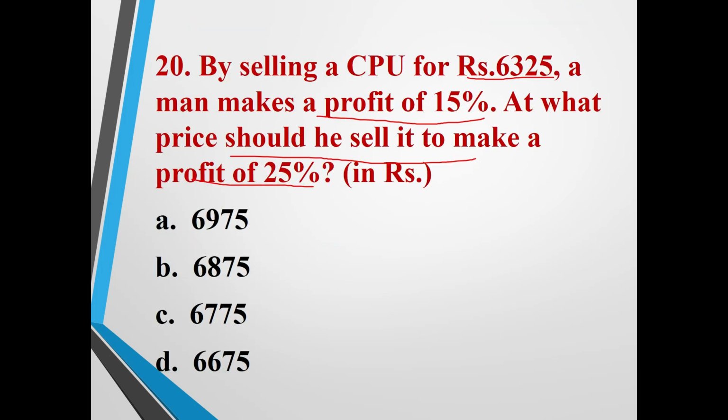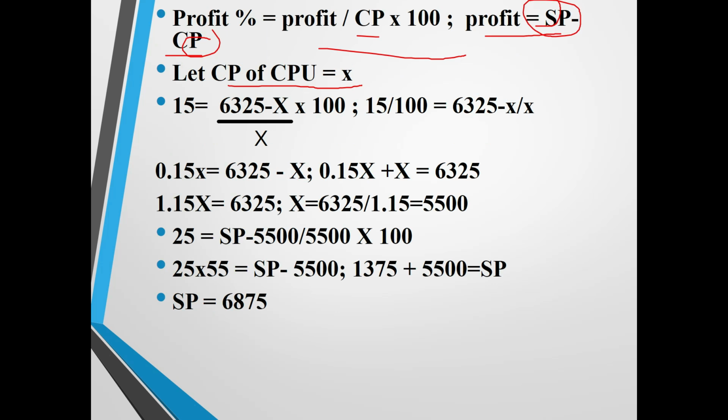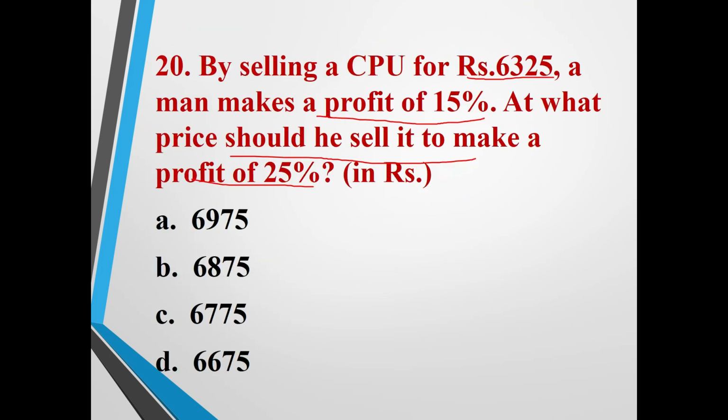So profit percent is 15. So 15 is equal to selling price minus cost price divided by cost price into 100. And while solving it, we will get the answer as X is equal to 5,500. That is X, the cost price of the CPU. So we got the cost price of the CPU.